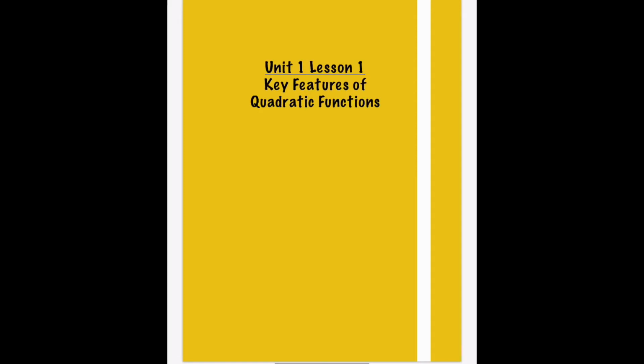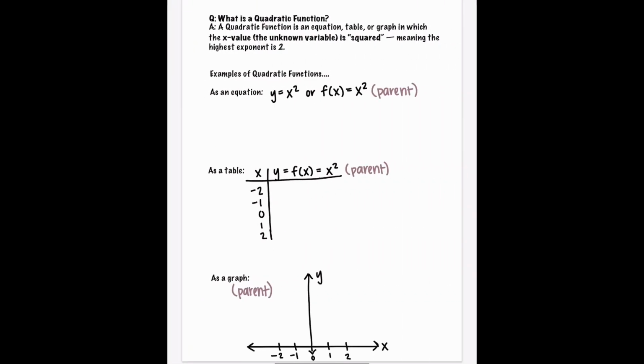Welcome to Unit 1. We are talking about key features of quadratic functions, Part 1 in this lesson. First of all, what is a quadratic function? Simply put, a quadratic function is an equation, a table, or a graph in which the x value, or the unknown variable, is squared, meaning it has an exponent of 2. Here are some examples of quadratic functions in their different formats.